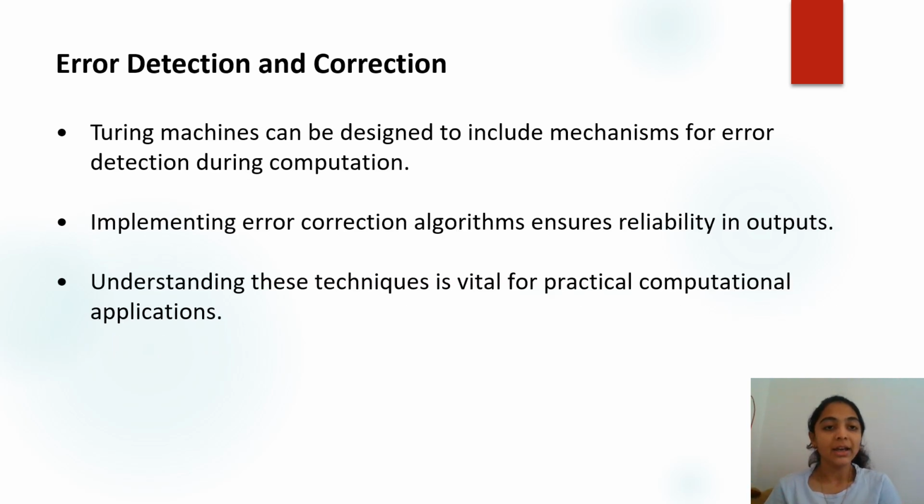Error detection and correction. Turing machines can be designed to include mechanisms for error detection during computation. Implementing error correction algorithms ensures reliability in outputs. Understanding these techniques is vital for particular computational applications.